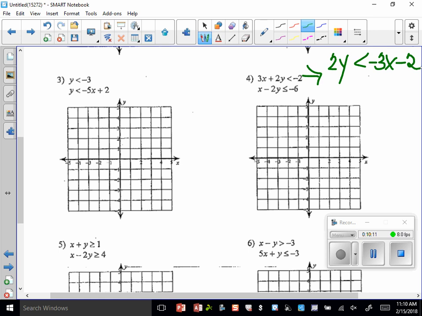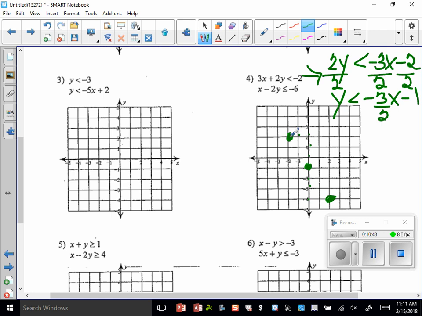Okay, how do I isolate y from there? Who can tell me? Divide by 2. Very good. Everybody should know how to isolate this variable by now. So y is less than negative 3 halves x minus 1. All right, so that's going to be one of our problems. So let's go ahead and graph that one. We'll start at negative 1. We can go down 3 and then to the right 2. We can also go up 3 and then to the left 2.